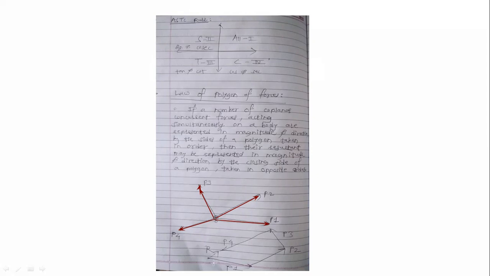Okay, now this line should be parallel to this P1. Now P2 should also be emerging next to the P1, but parallel to this concurrent force P2. The same parallel line we are drawing here, parallel to the P2. Now the P3 force: from P2 to P3, we are drawing this parallel line to P3 here, and we are drawing a polygon of this.